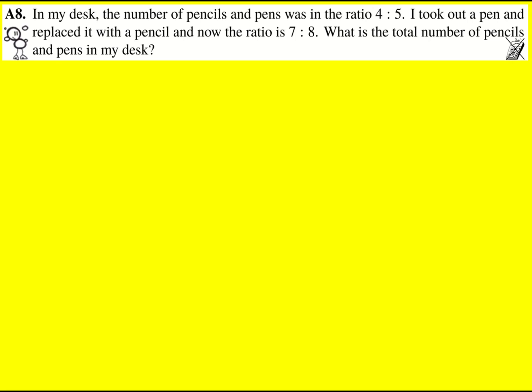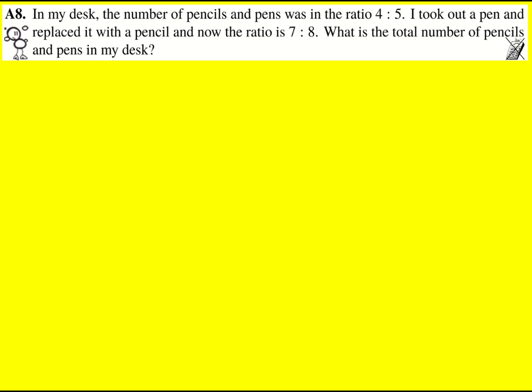This is a pretty next level question on ratio and very hard if you've never seen it before. It's normally taught later on in school, to be honest. It's normally on a GCSE paper near the end. But we're going to do it. So we've got the ratio is 4 to 5, and then we're taking out a pen and replacing it by a pencil to get 7 to 8.